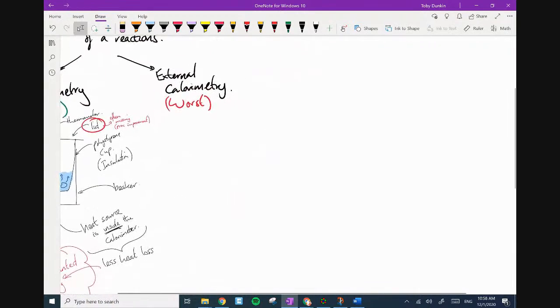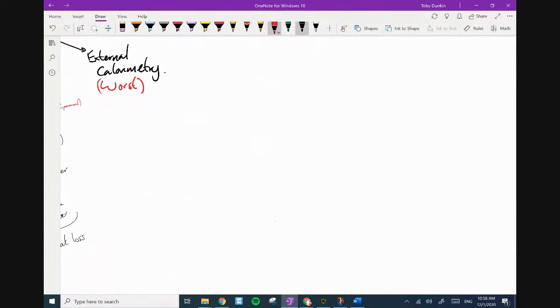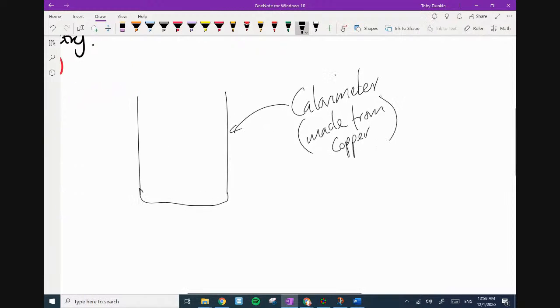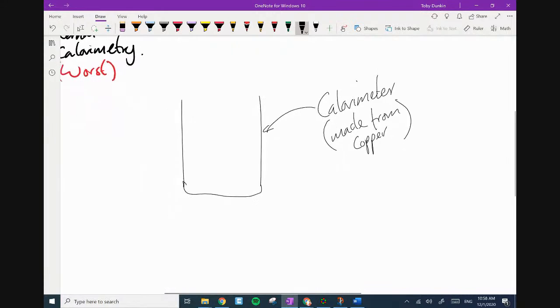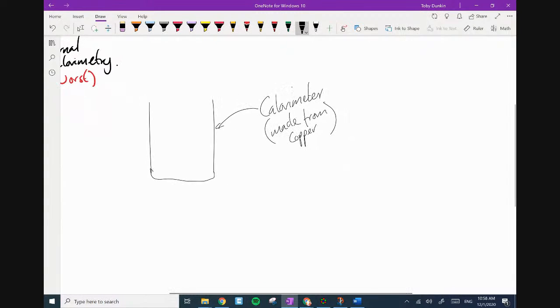So what does external calorimetry look like? External calorimetry looks like this. Copper calorimeter. So this beaker, and this is not a beaker. Yeah, shouldn't call it that. It's a calorimeter, and it is usually made from copper. The reason being is copper is a good conductor of heat.